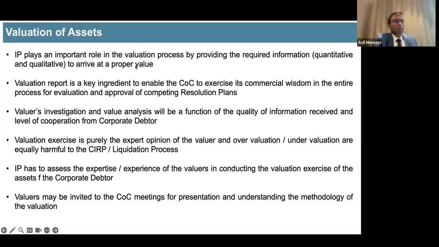Valuation of assets. This, I think, is one aspect in the entire CIRP process, along with avoidance applications, which is getting a lot of attention, a work in progress as far as the regulator is concerned. We've seen a lot of disciplinary orders against IPs. I think we'll see a lot against valuers. A lot of orders are already there, but we understand a lot is in progress as far as IPs and valuers are concerned.